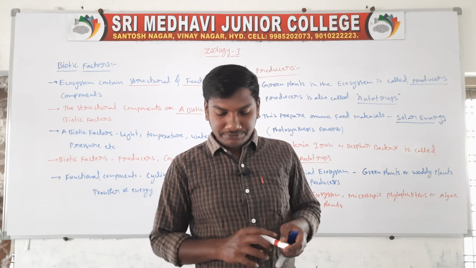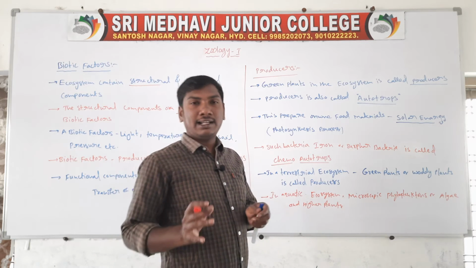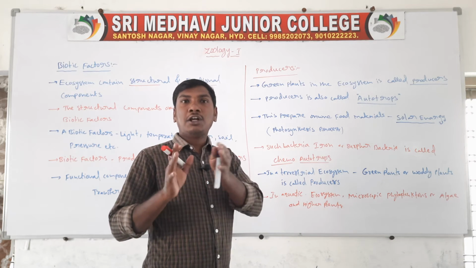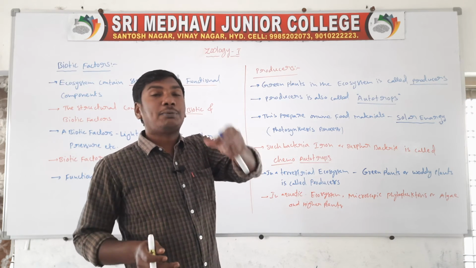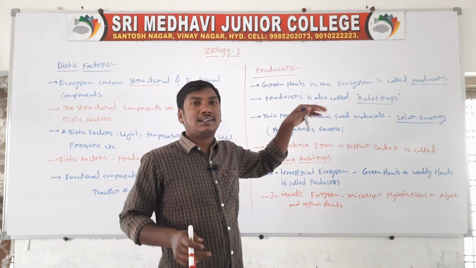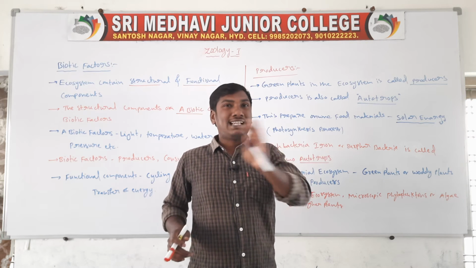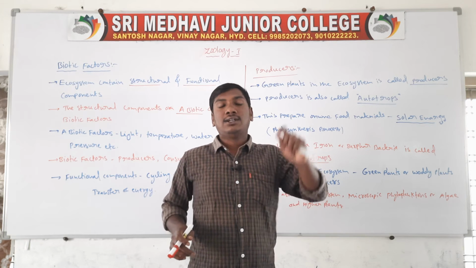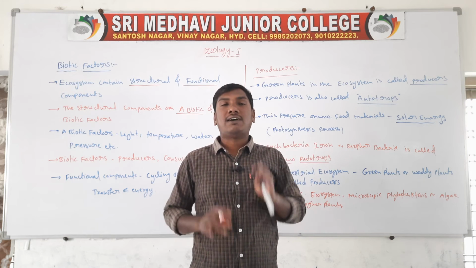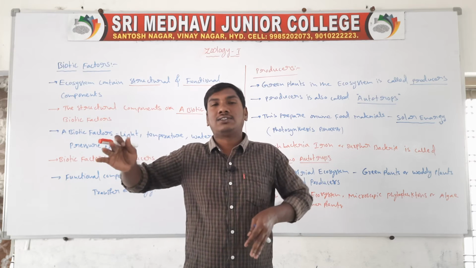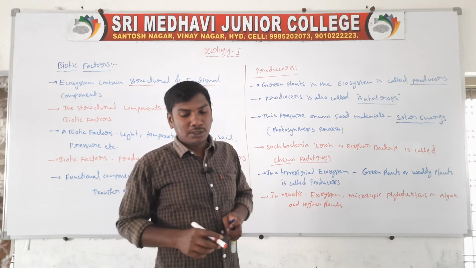Next one, in most food chains, like the grazing food chain, parasitic food chain and detritus food chain, the first trophic level contains the producers. After that come herbivores, then carnivores: primary carnivores, secondary carnivores, tertiary carnivores.